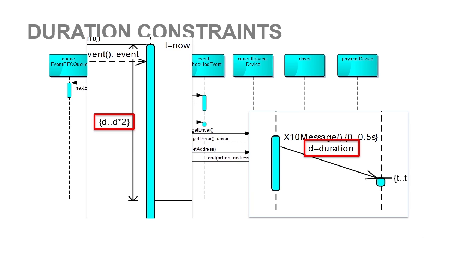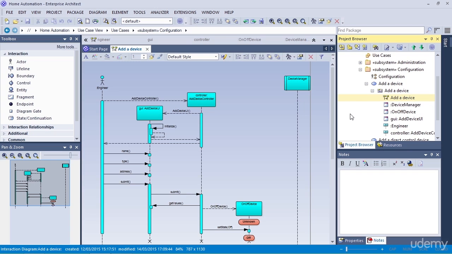Let's see how this would look in practice. Here we are in Enterprise Architect in the Add a Device sequence diagram. Let's add a duration constraint to the existing diagram. I want to show a constraint that between the actor invoking the use case and the GUI being ready, the duration must be no more than 2 seconds.